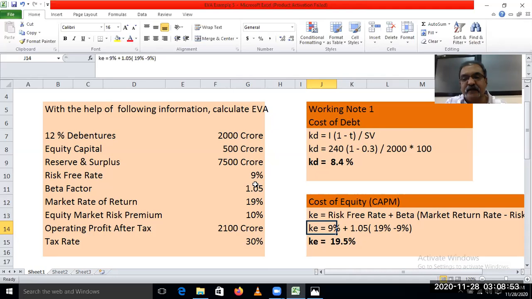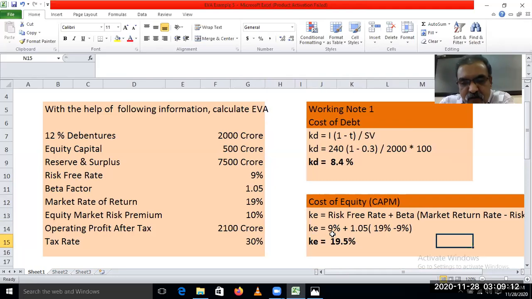Risk-free rate is given as 9%. You can check out this one. Risk-free rate is 9%. Now risk-free rate means the rate of return available on government securities.